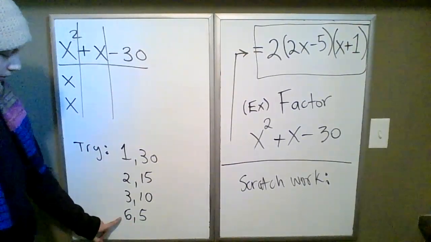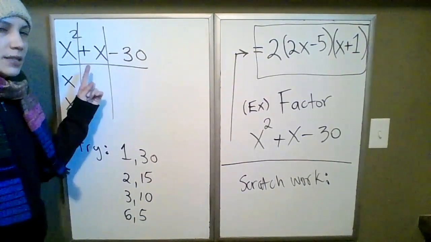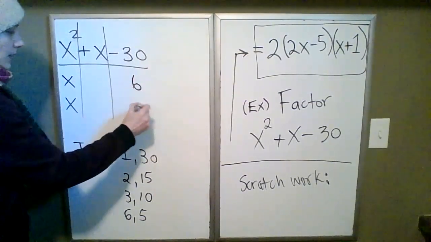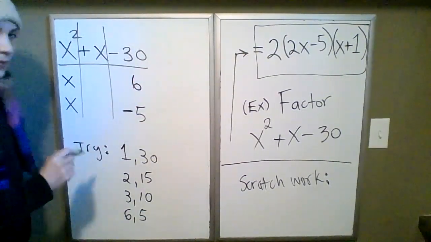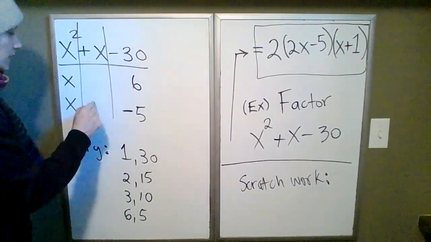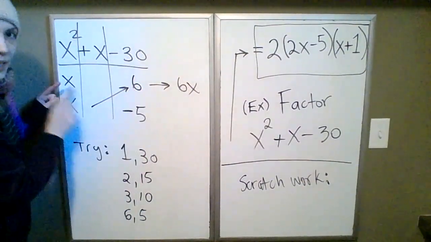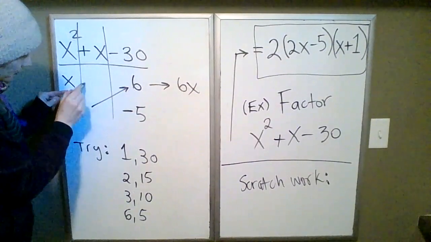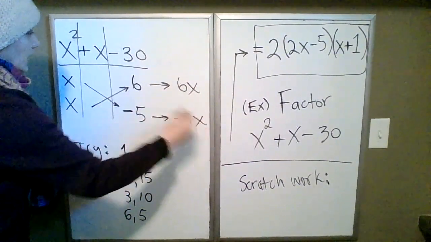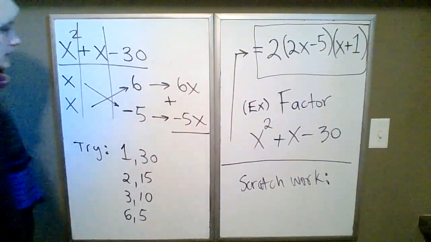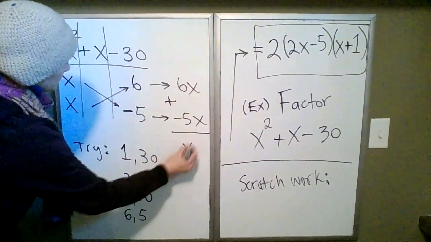Let's try 6 times 5. I want this middle term of positive x. So if I put the negative sign here, this should be the right guess. Multiply this way, negative 5x. And then add the sides. The sum is positive x.